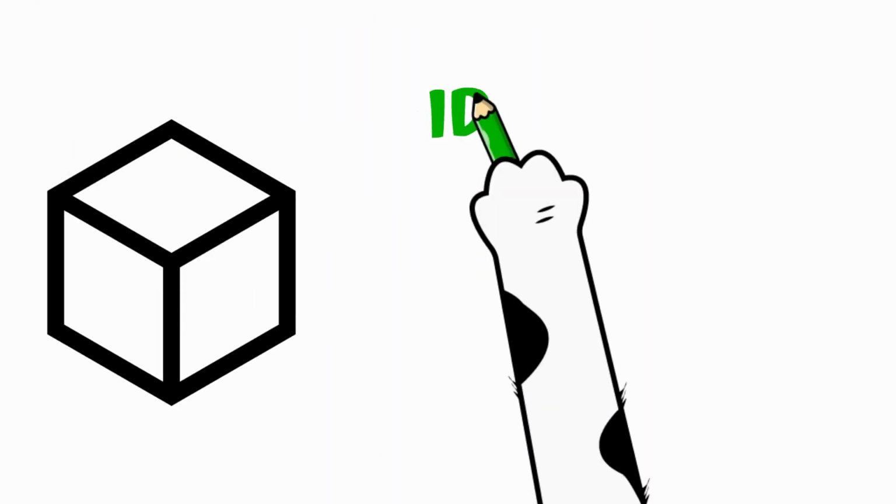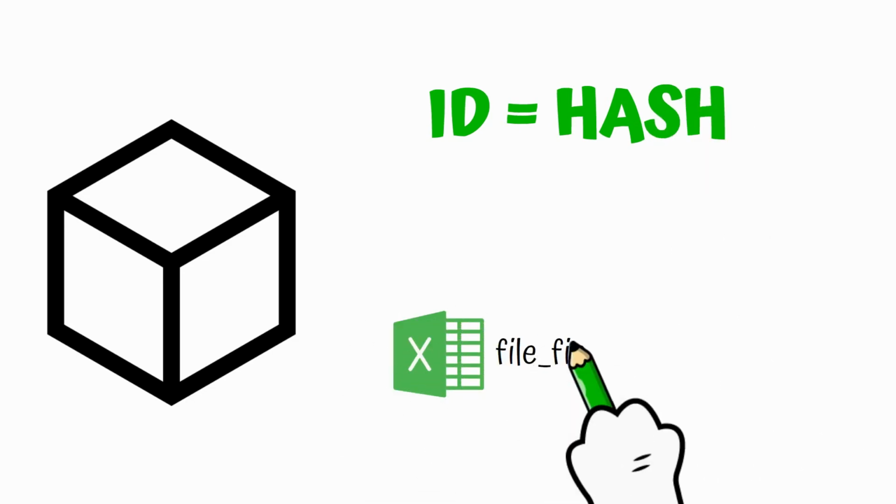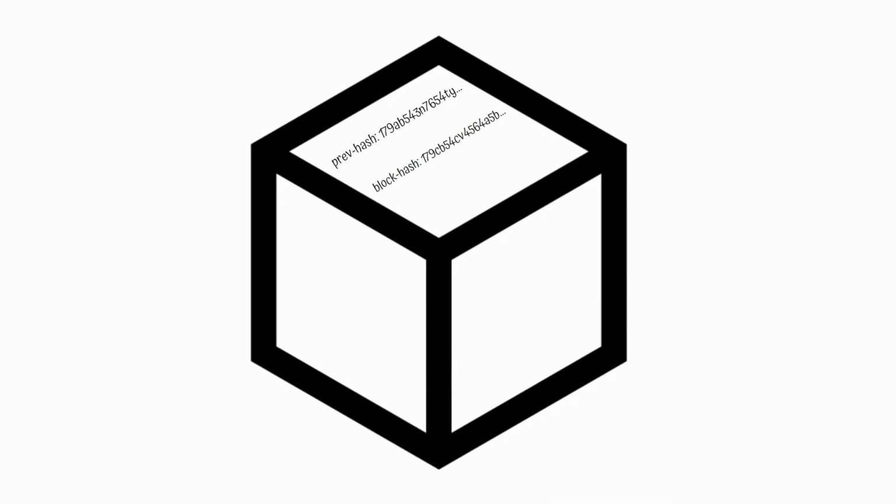Each block has a code that identifies it, known in English as hash. Imagine the hash as if it were the name you give to an Excel file that has a lot of important information, and that you store on your computer. Each block contains the previous hash, its own hash, and a timestamp.